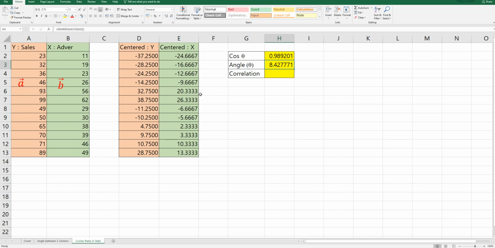So it means that two vectors have a very close relationship, a very small angle between two vectors, right? So if we calculate correlation by using the CORREL function in Excel, as you can see, the correlation value is the same as cosine theta. So if correlation is very high, then you can expect also a very high value of cosine theta, and the angle will be very small because two vectors go in the same direction with a small angle.